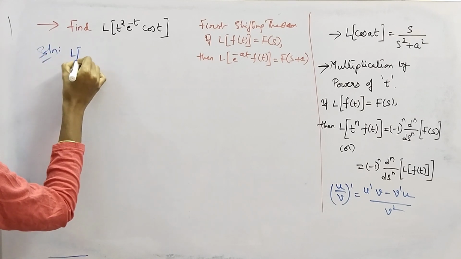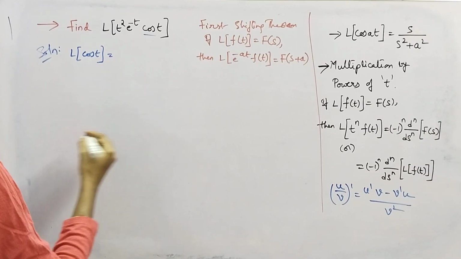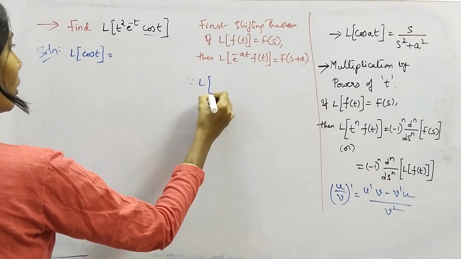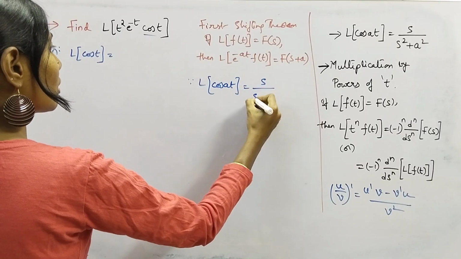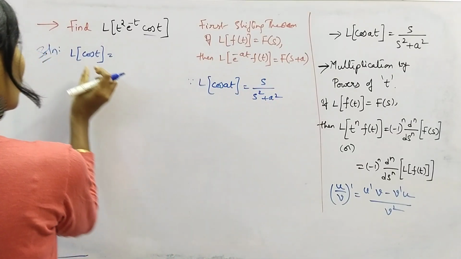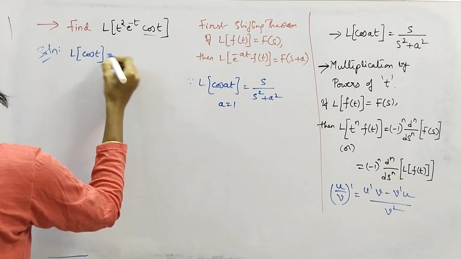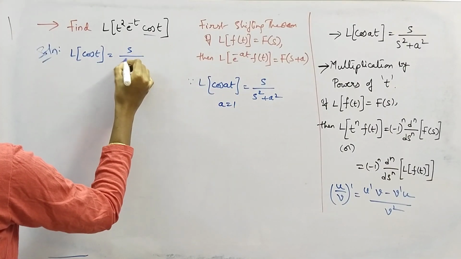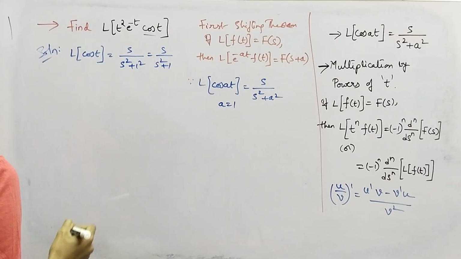Now I'll find L of cos t. Since we know that L of cos at equals s by s square plus a square, just compare cos t with cos at, then for a equal to 1 we'll have L of cos t equal to s by s square plus 1 square, which is equal to s by s square plus 1, right?